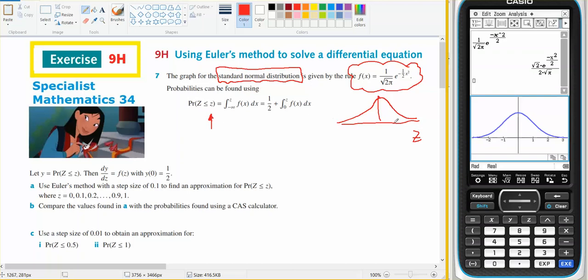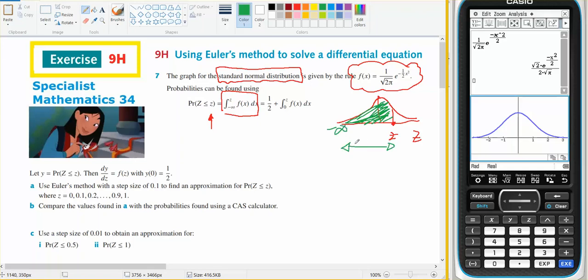So I'm going to say that small z is there. So that the area is the integral from negative infinity to z of f of x, where this is f of x. So what we're saying is that the probability is the area under the curve from negative infinity all the way through to z.